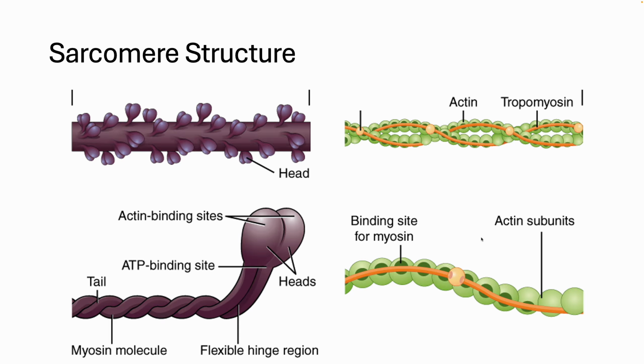The other regulatory protein is going to be the troponin. Troponin is a globular protein with 3 polypeptide subunits. One subunit attaches troponin to actin, another binds the tropomyosin and helps position it on the actin, and the third subunit is going to bind to calcium ions. We'll see how those are important later.